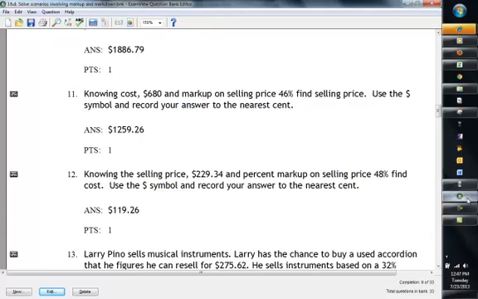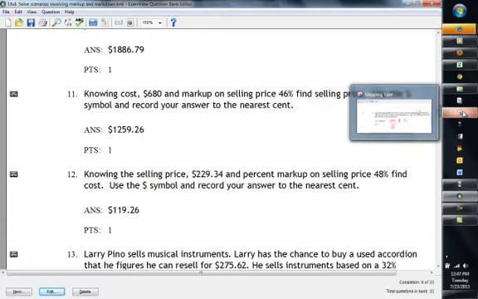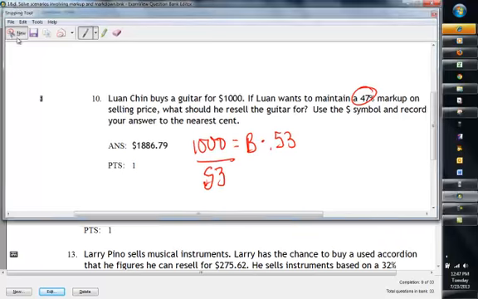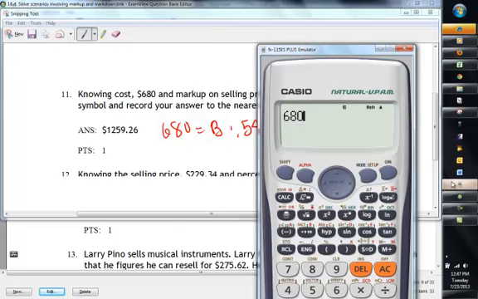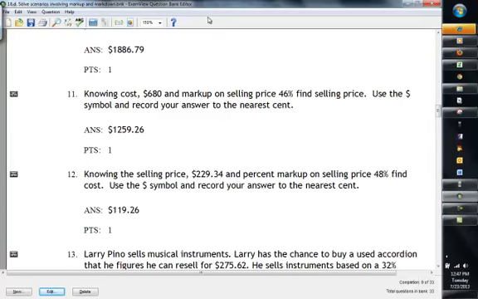Markup on selling price. Once again, we've got the markup on selling price. So we're going to take 680, that is the base, times 0.54. You remember you've got to subtract when it's based on selling price. So 680 divided by 0.54 gives us $1,259.26.